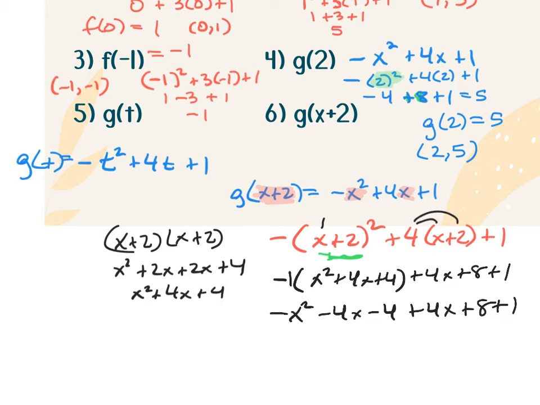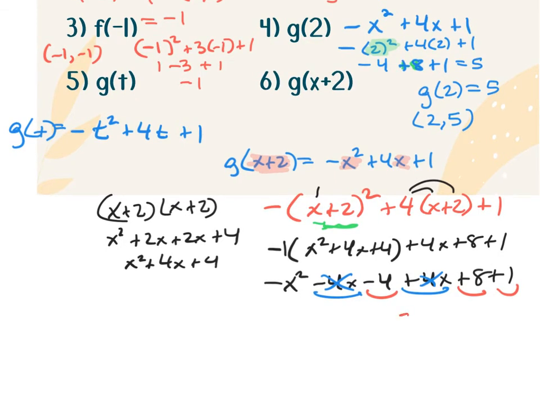Now I'm going to go back and add all my like terms. So I can add negative 4x plus 4x. Well, these are gone. Then I'm going to go back and get my constants. Negative 4 plus 8 plus 1. Negative 4 plus 8 is 4, plus 1 is 5. So that gives me a 5. And then I still have the negative x squared in the front. So g of x plus 2 equals this.